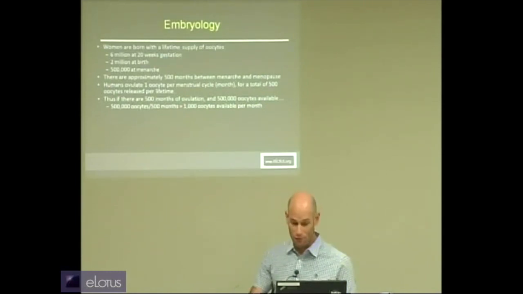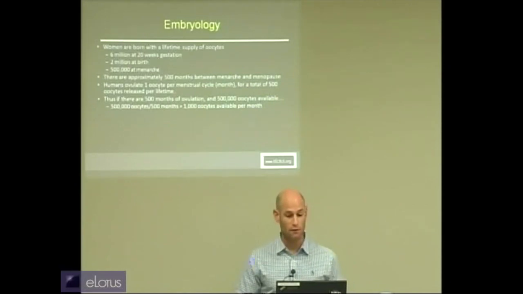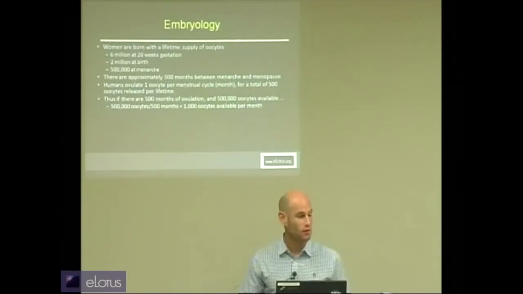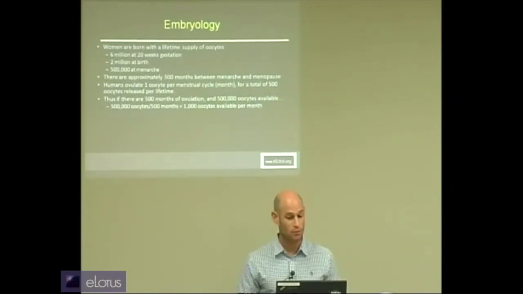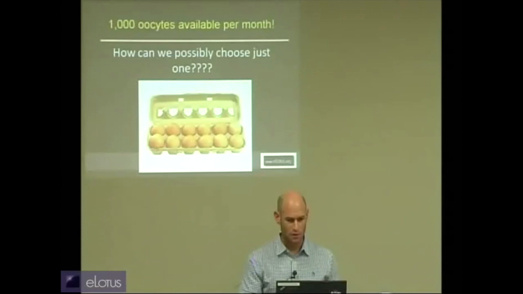So if there are 500 months, and in that time we have 500,000 eggs which are available, it's almost as if you could count on there being 1,000 eggs available per month, of which the body chooses 1. So how can we choose just one of those eggs?